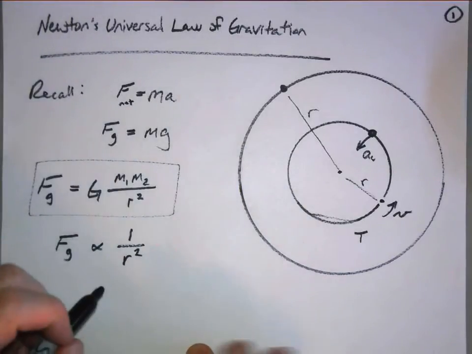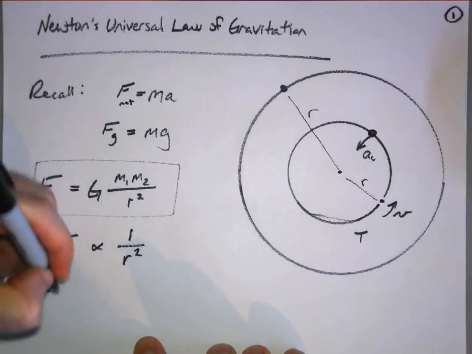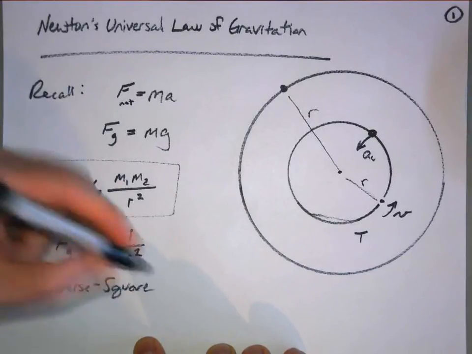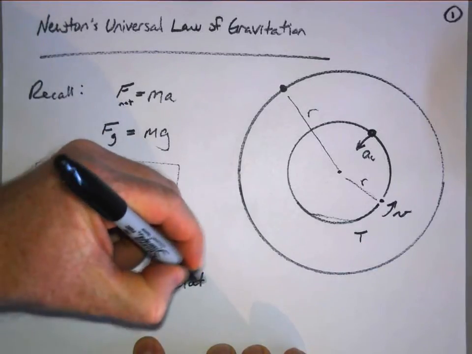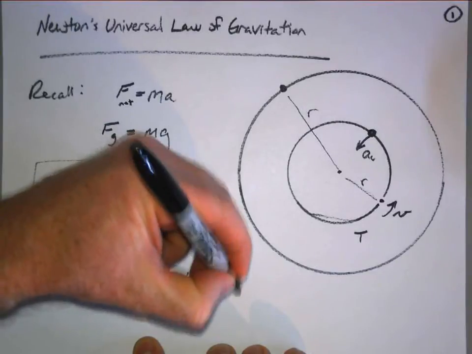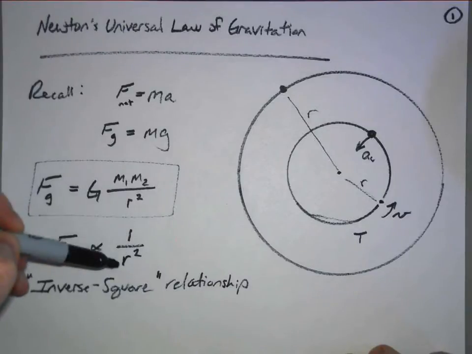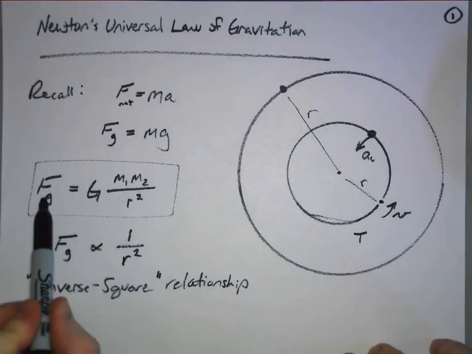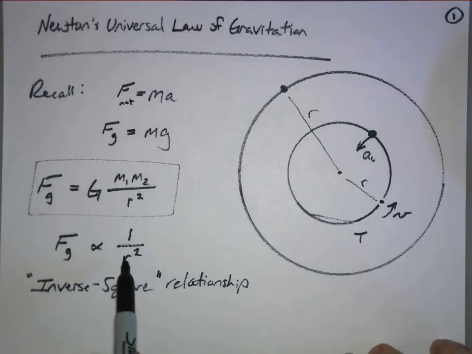You'll hear this called what's known as an inverse square relationship, where one thing is related to the inverse of the square of another thing. And that is what's going on here. As the radius increases, well, the force of gravity does get weaker, so there's your inverse relationship, but it's inverse squared.